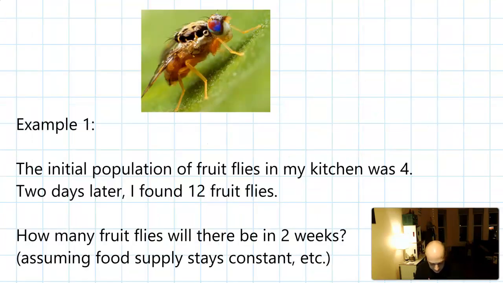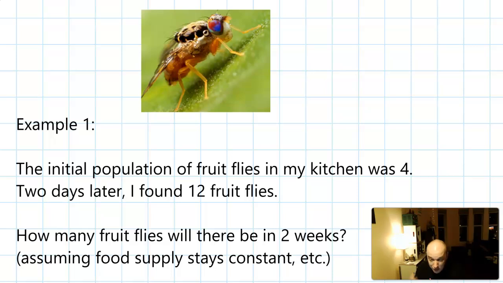Let's do an example. So in my kitchen, I noticed some fruit flies the other day, and I noticed 4 fruit flies. 2 days later, I went back in the kitchen hungry for a snack, and I noticed that there were 12 of these cute little suckers hanging out in my kitchen. Now imagine that there's no restrictions on food or anything else going on, and I don't do anything about my fruit fly problem because I'm too busy making videos. How many fruit flies would there be in 2 weeks?